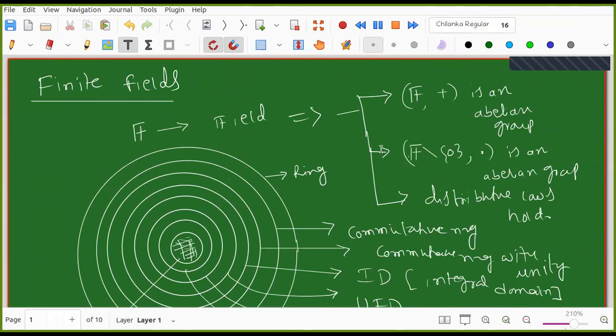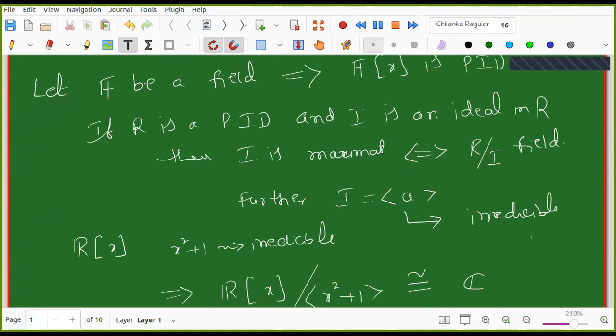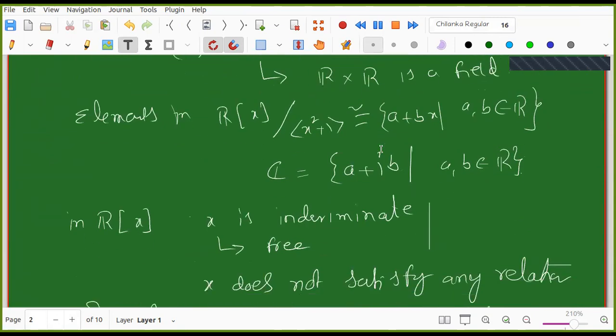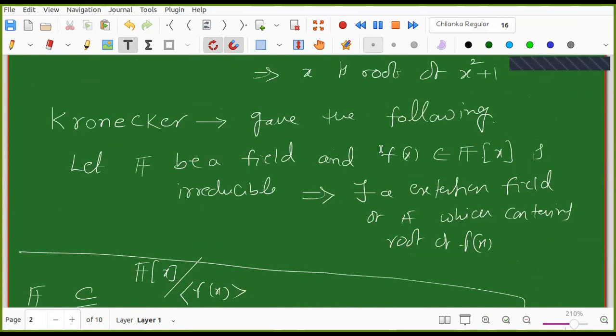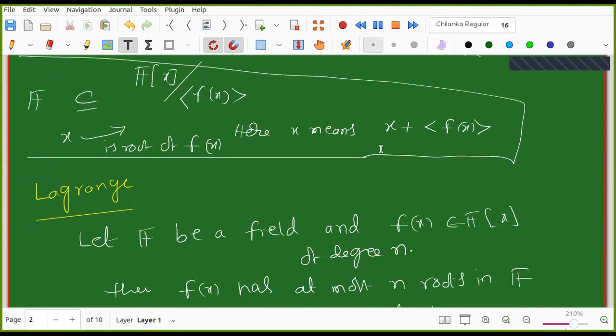So in the finite fields, what is a field we discussed? Then, F is a field, then F[x] is a PID, the set of all polynomials over it, right? Then Kronecker gave one thing: F is a field and f(x) is an irreducible polynomial. Then there exists an extension field which contains the root of f(x), right? And F is clearly contained, but of course an isomorphic copy of this field.